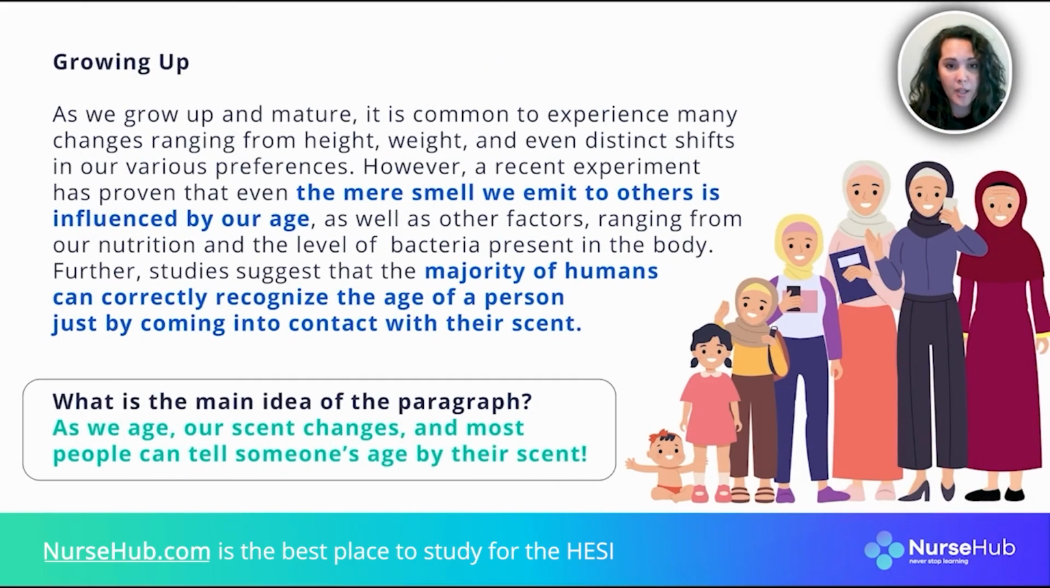Okay, so for the purpose of mastering this skill, the next piece that we're going to do is try to answer this question, what is the main idea of the text, by ourselves without any multiple choice. So on your screen now, what you see are things that are highlighted from this paragraph. The mere smell we emit to others is influenced by our age, and the majority of humans can correctly recognize the age of a person just by coming into contact with their scent.